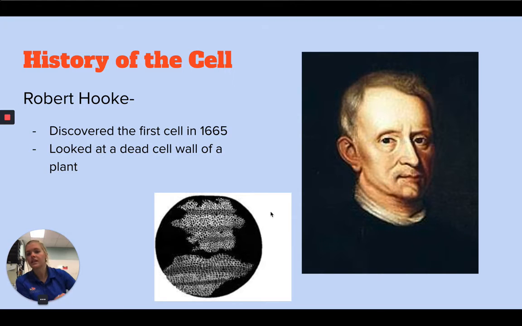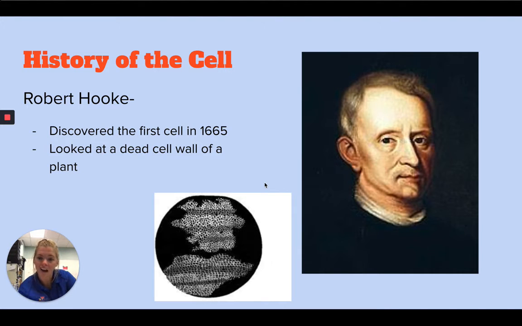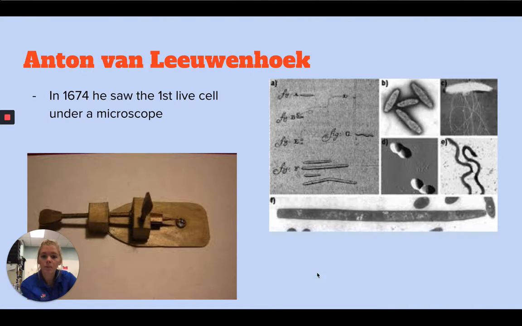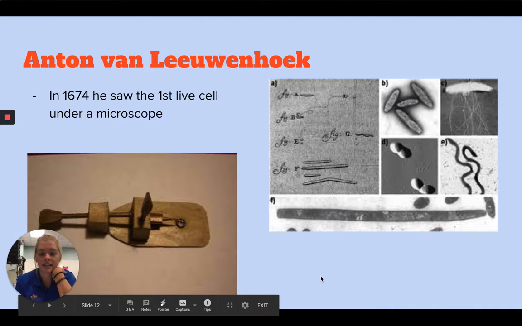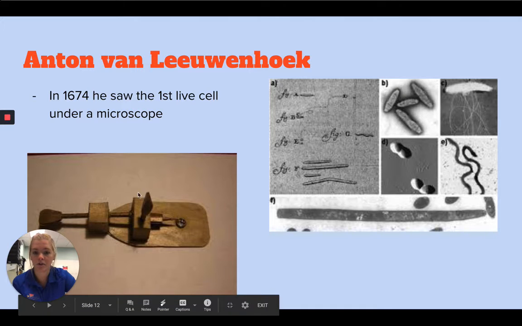So establishing where the history of the cell came from, Robert Hooke was the first person to discover the cell back in 1665. This image down here is the picture of the cell he first saw, and he looked at a dead cell wall of a plant. So a cell wall is just the outer layer of a plant cell, which we'll learn about. Some other important members in discovering the cell was Anton van Leeuwenhoek. He was the first person to see a living cell under the microscope. And this is just a picture of his microscope. So you all know what a microscope looks like now. This was the very first microscope.